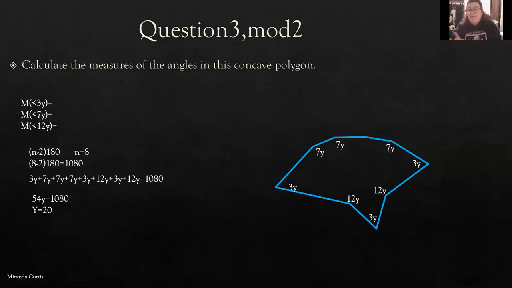So now we're going to fill it in. It doesn't seem as hard as before. 3 times 20 is 60, so our little 3y's are 60. Then we fill in the 7y's: 7 times 20 is 140, so all those are 140. And then we have our 12y's: 12 times 20 is 240. So that wasn't as hard. It looked scary, didn't it? It wasn't. Okay, now we're going to go to question 4, Mod 2.